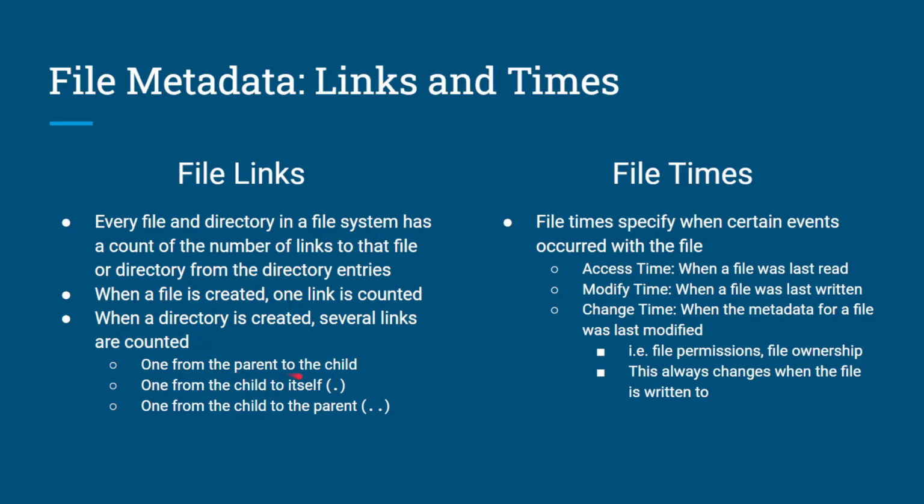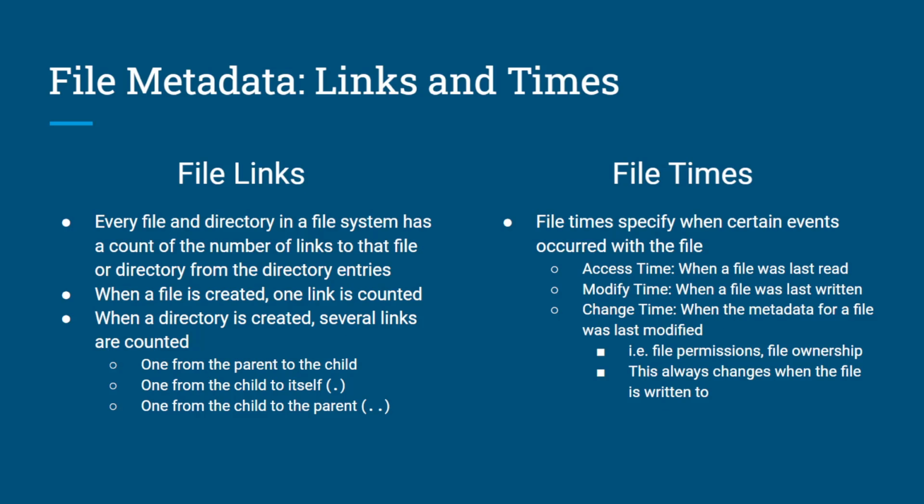One from the parent to the child itself, one from the child to itself, and one from the child to the parent. All of these links are created. So every directory that's created has at least 2 links to it immediately. And the parent directory has a new link added to it when we create a subdirectory. You can see this whenever you take a look at a particular file system when you create a directory.